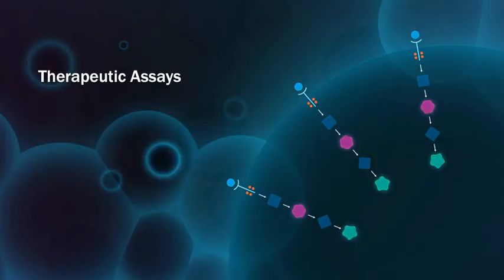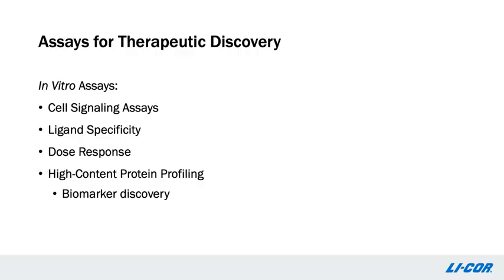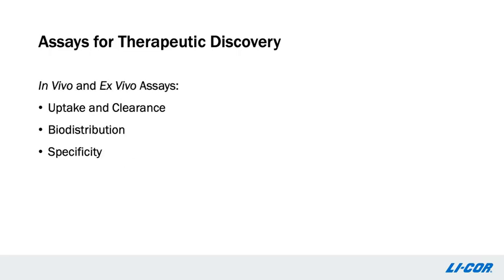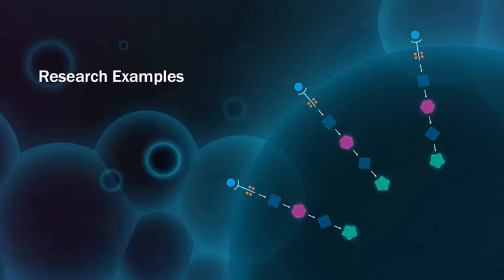Let's talk about some of the therapeutic assays that are commonly performed and relied upon during therapeutic discovery and preclinical development. In vitro assays can be used to study cell signaling pathways, specificity, dose response, and even high-content protein profiling, which can lead to biomarker discovery. In vivo and ex vivo assays are also used to examine characteristics such as therapeutic uptake and clearance, biodistribution, and specificity.